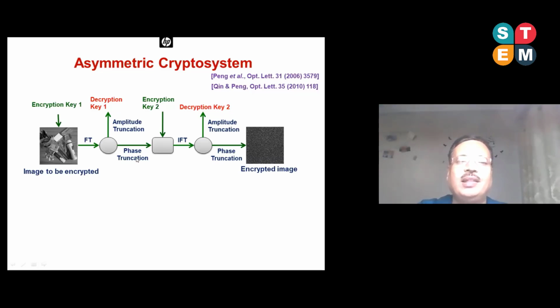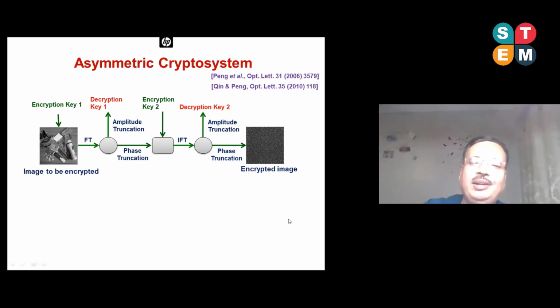But during the process, after each Fourier transform, we have separated the real and imaginary part, or the amplitude and phase part, and stored the phase part and processed the amplitude part only, what we call amplitude truncation and phase truncation. So finally, what we get is the encrypted image. To get this encrypted image, we started with two random phase functions, encryption key 1 and encryption key 2, and during the process, we stored two keys, which we call decryption key 1 and decryption key 2.